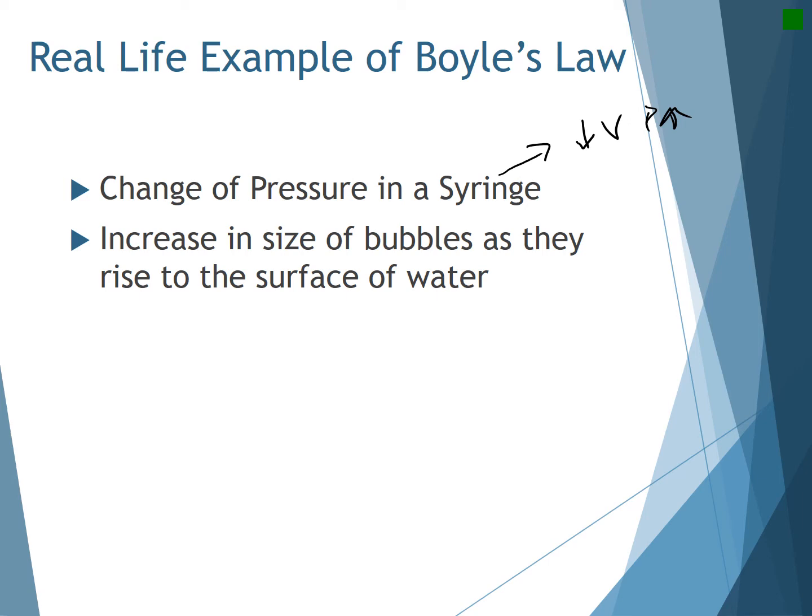Now, the second one, an increase of the size of bubbles as they rise to the surface of water, is the opposite. That's nature taking care of the pressure. As you go up to the surface, your pressure decreases. That's why your ears feel pressure when you're going underwater, because there's more and more pressure on you. What happens to the size of a bubble? Bubbles are made of gas, so as they go up, the volume of the bubble increases. Typically we change the volume, but in nature sometimes the pressure changes, and because of that the volume changes.